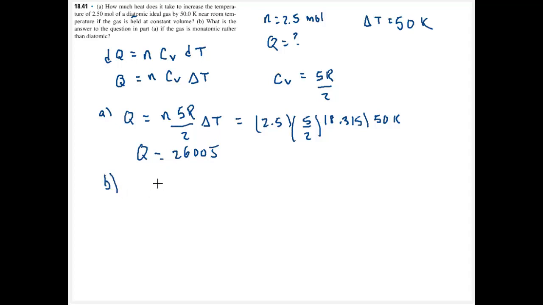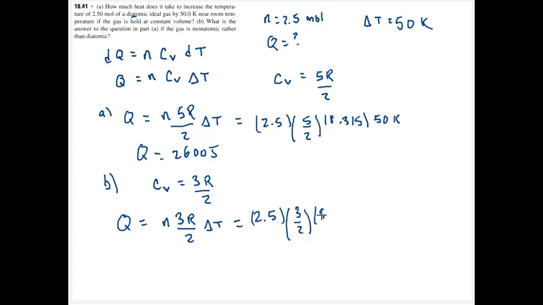For part B, it's set up the exact same way, except the molar heat capacity is going to be different. It's going to be now 3R divided by 2. So I can write my energy is going to be equal to n times 3R divided by 2 times the change in temperature, and set it up the same way, 2.5 moles. Now I've got my 3/2, got my R, 8.315, and got my change in temperature, 50 Kelvin, and that's going to give me about 1560 joules worth of energy.